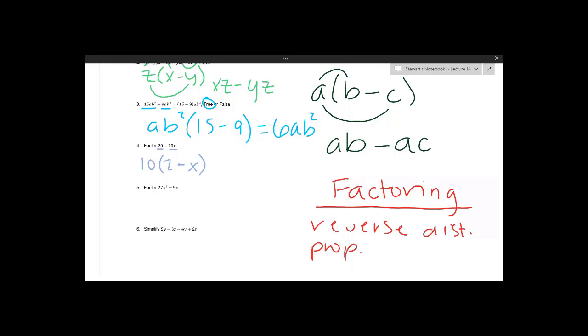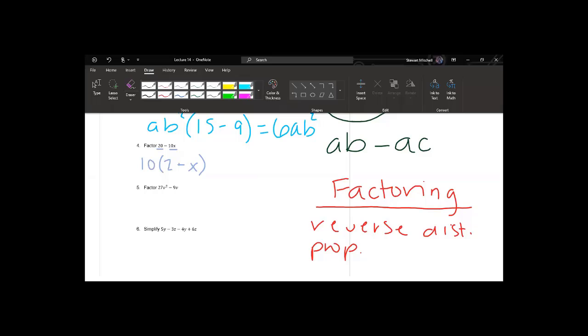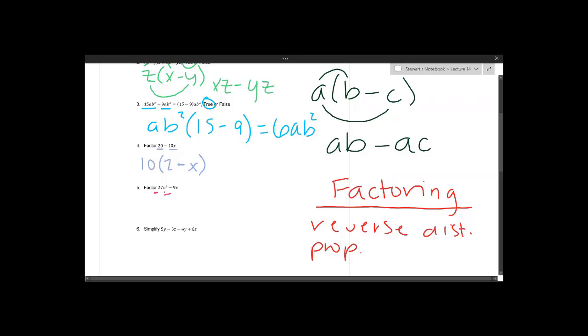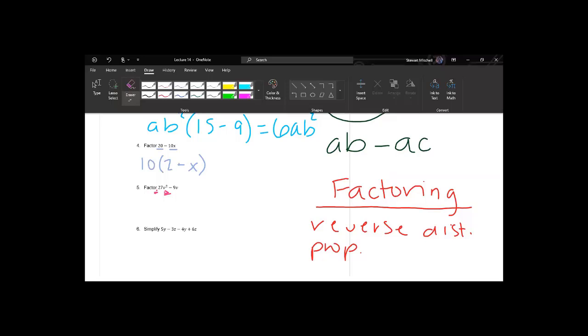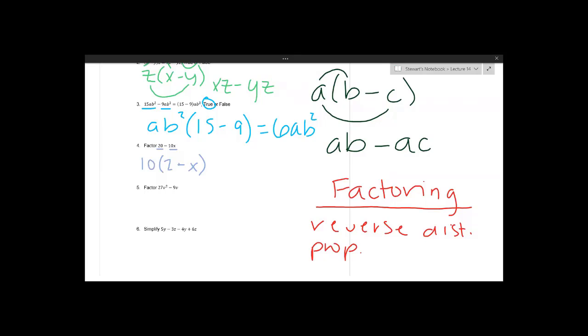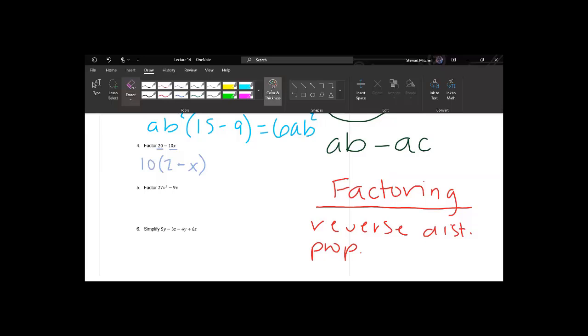Okay, so now we have to factor 27v squared minus 9v. Okay, so we have to consider what these two, the 27v squared and the 9v, have in common, both in terms of the variable and the number factors. So we have 27v squared. Oh goodness, my stylus decided to stop for a sec. Okay, so we have 27v squared and 9v.